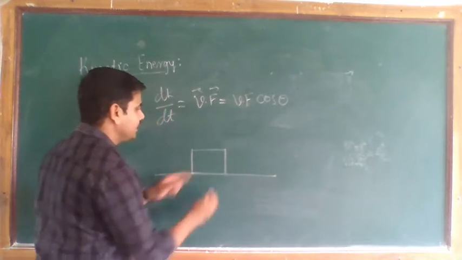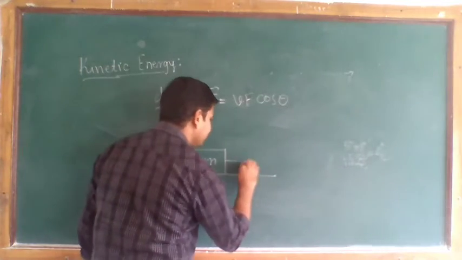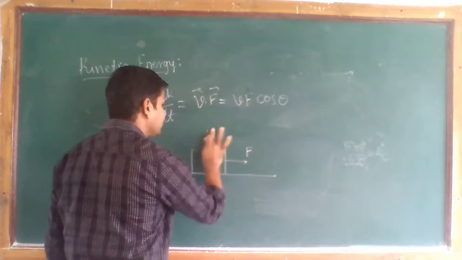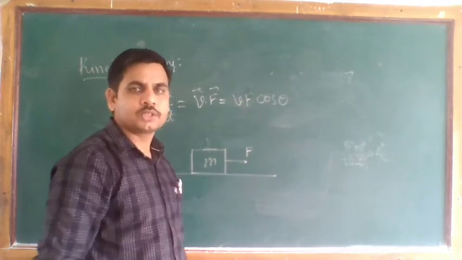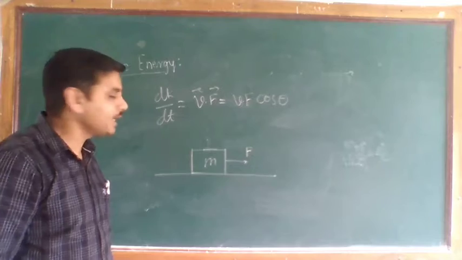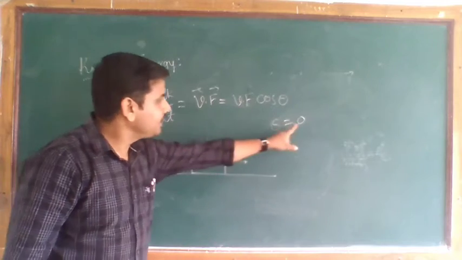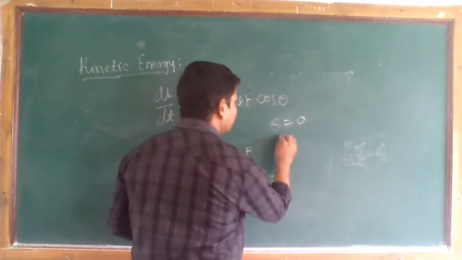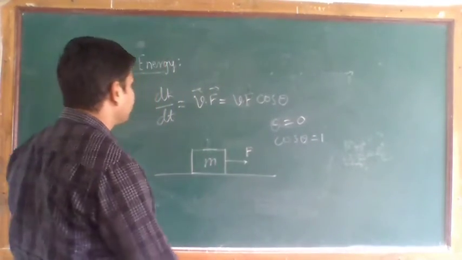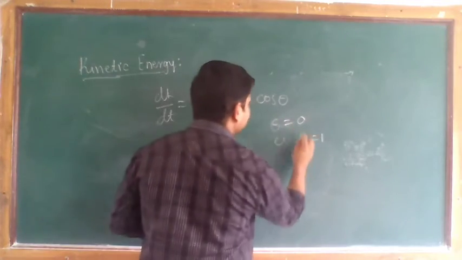So now we are considering any object or particle, if you apply the force tangential and perpendicular. Okay, so in the first case we are applying the force in the horizontal direction, or in a tangential component. Then this theta is equal to 0, and if theta is equal to 0, your cos theta is equal to 1, and you get this dK/dt for that condition.